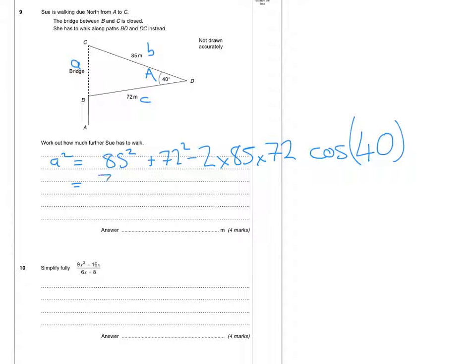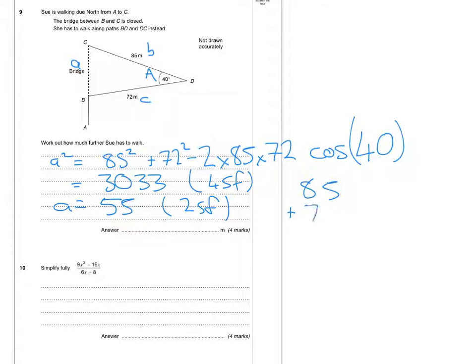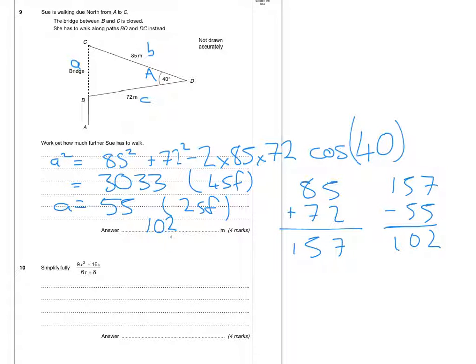Okay, so A squared is 3033 to 4 SF, and A is equal to 55 to 2 SF. Alright, 85 plus 72 is 157. 157 minus 55 is 102. How much farther does she have to walk? She has to walk an extra 102 meters to the nearest whole number, so 0 decimal places.